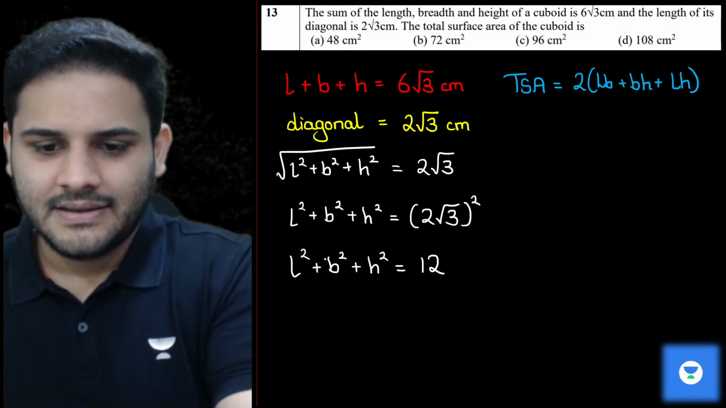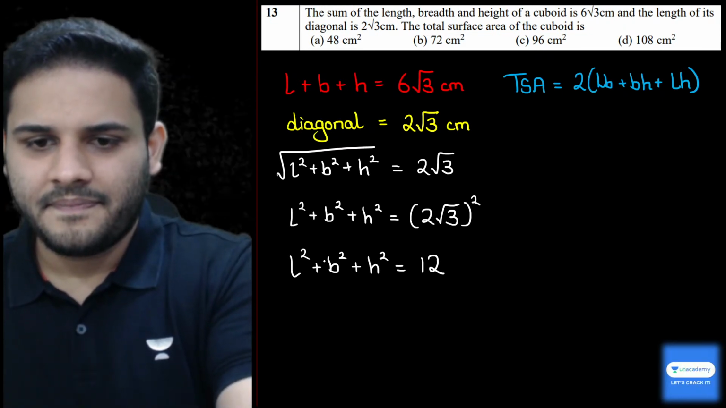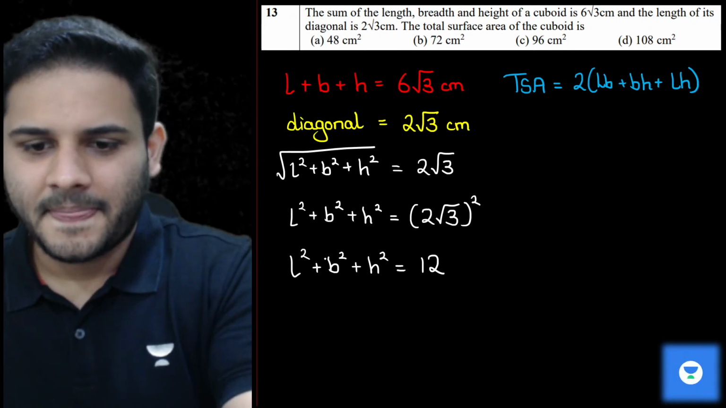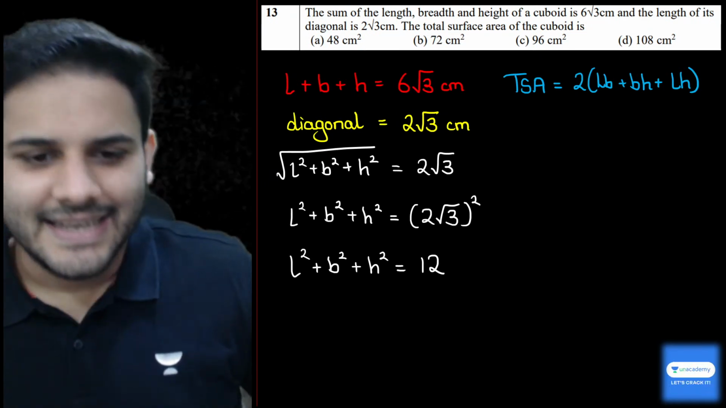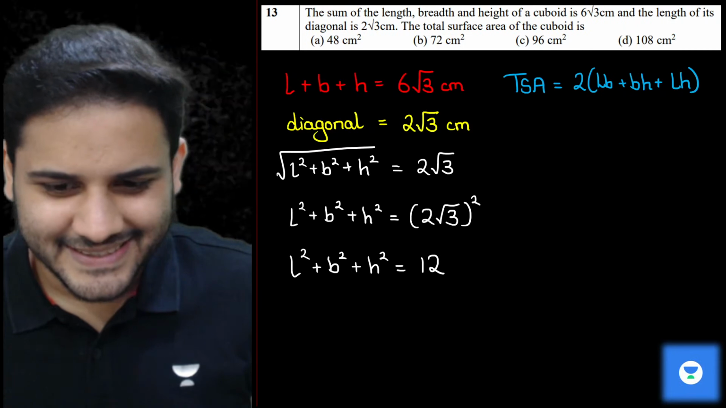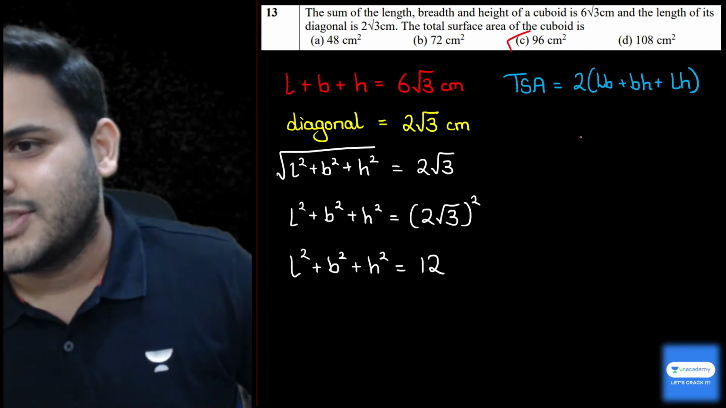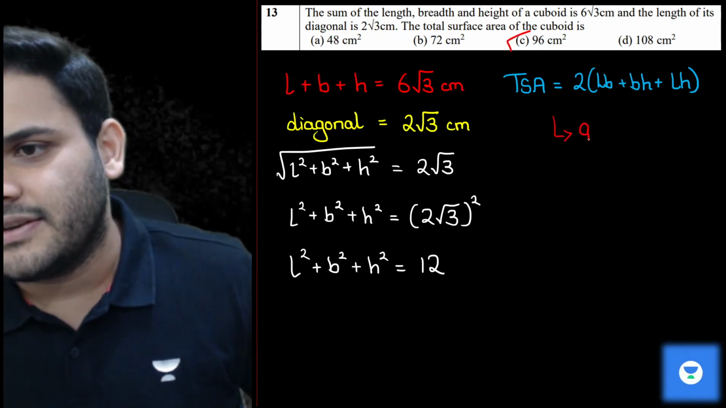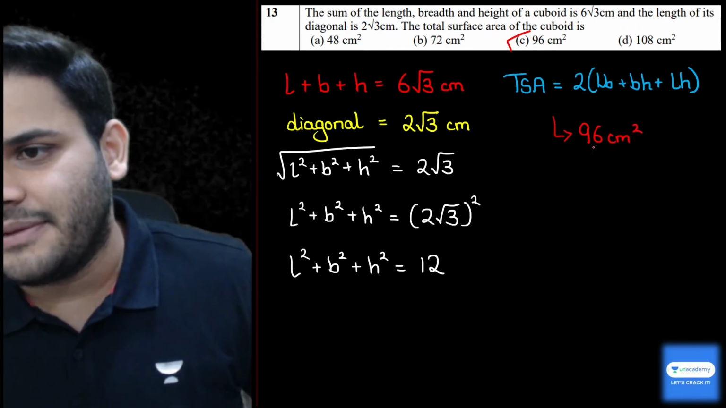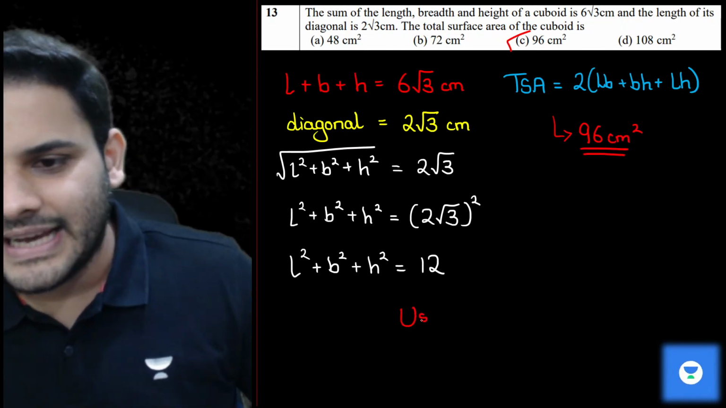96. Correct. Correct. Correct. So, the answer to this question will be 96 centimeter square. Use the identity.